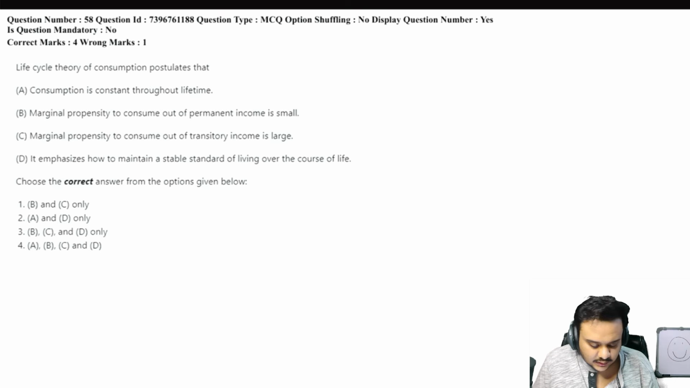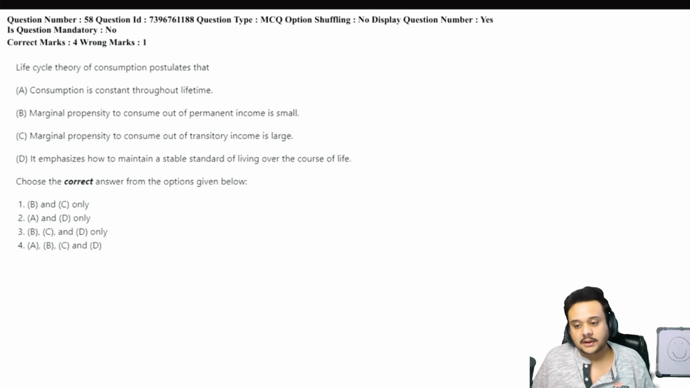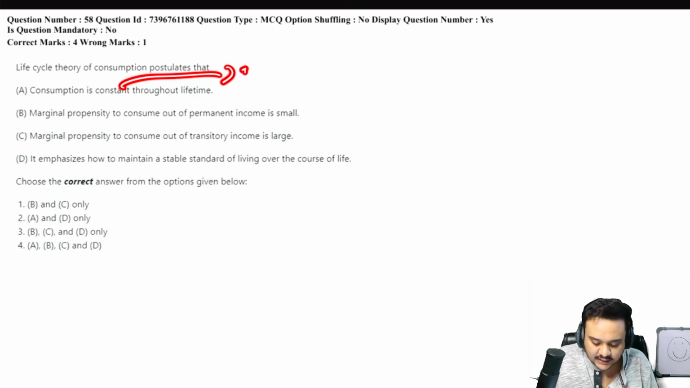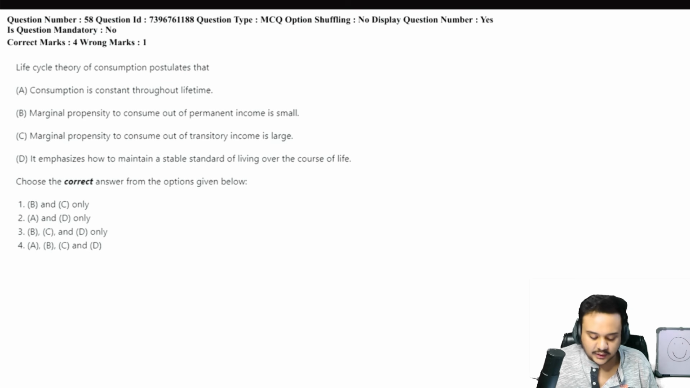Then the 58th one talks about the life cycle theory of consumption, which postulates that consumption is constant throughout the lifetime. Here, first of all, this is not, I would say, the best phrased statement. If instead of this they would just write that it is smooth throughout the lifetime, that would make a lot of sense in my opinion. But sure, we'll take it for now. Let us just consider this a gray statement.